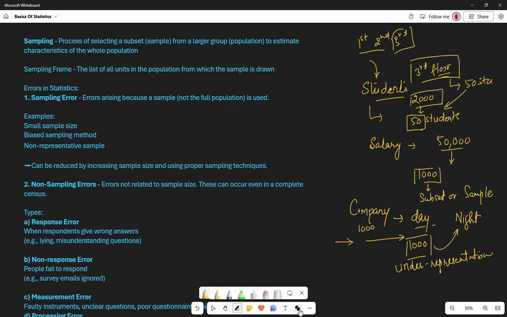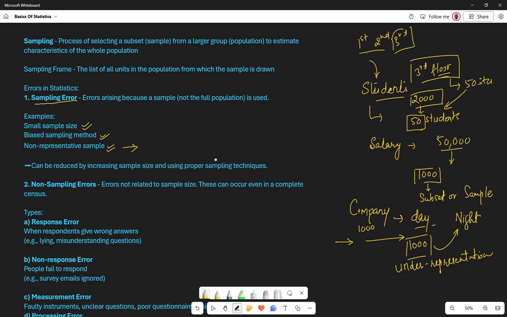Now we'll talk about sampling errors. What errors can we encounter in statistics? The first error is sampling error, an error arising because we are taking a sample. That sample may not represent the population. Reasons could be that the size is very small, or our sampling was not random and was biased, or it is a non-representative sample. I've taken a sample which doesn't even represent my population.